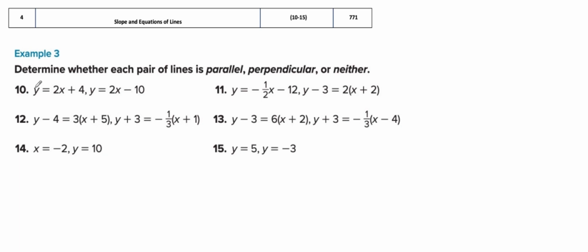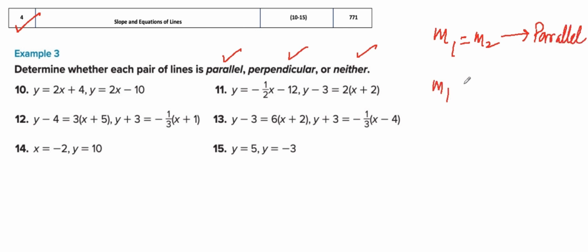Question number 4, this is very easy. They are asking you to find out whether the lines are parallel, perpendicular, or neither. You know that when the lines are parallel, the slopes should be equal, and if the product of the slopes is -1, then they are perpendicular. This is the sign of perpendicular. So let me find the slope. The slope of the first line is 2, the second line slope is 2, the slopes are equal, so they are parallel.